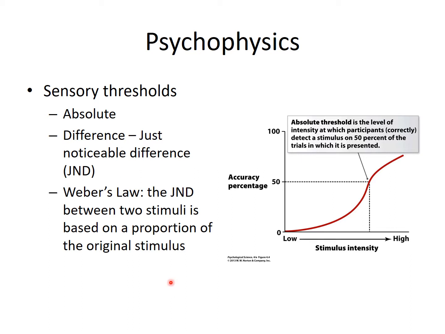Weber's law is a JND between two stimuli based on proportion of the original stimulus. What that means is if you're picking up a weight that weighs 3 pounds, and you add a pound to it, you'll notice that. If you're picking up a weight that's 300 pounds, one, you're really strong, and two, if you add 1 pound to the 300 pounds, you won't notice it. That's the proportion. That's what that means.